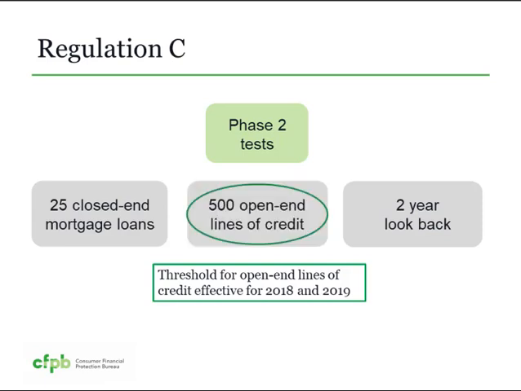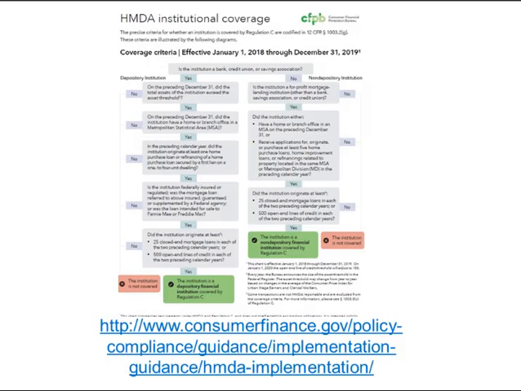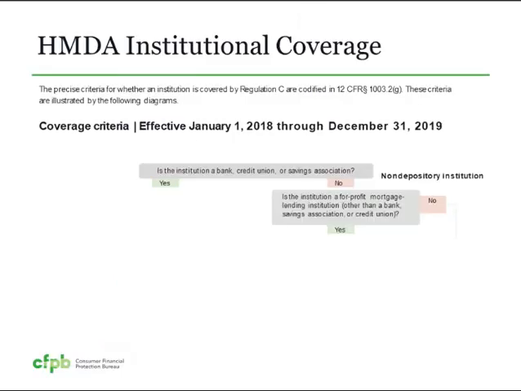Later in this webinar, we will walk through the definition of closed-end mortgage loan and open-end line of credit, which are defined terms that became effective on January 1, 2018. Let's walk through the 2018 institutional coverage chart available on the Bureau's HMDA implementation webpage. First, let's look at the coverage criteria for non-depository institutions.